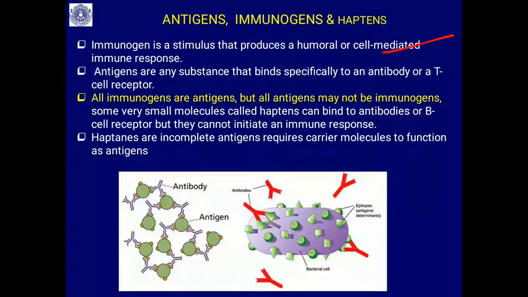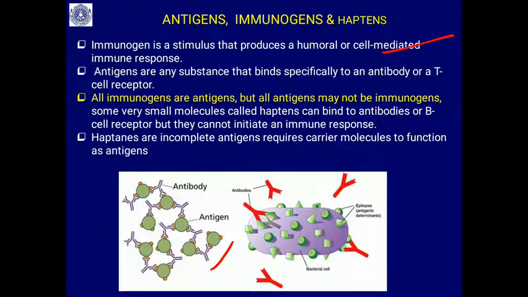Antigens are any substance that binds specifically to an antibody. You can see they are able to bind with an antibody or else a T cell receptor. So, all immunogens are antigens, but not all antigens are immunogens, because some small molecules are called haptens.